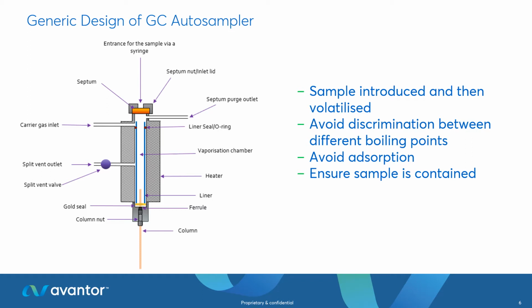We also need to ensure at this point that we don't have any adsorption occurring on any of the active surfaces. So here you'll see that we've got a gold seal at the bottom of the vaporization chamber. The liner we will choose to be as inert as possible, not only for adsorption, but because there is potentially an issue with reaction kinetics occurring. So we're actually converting a molecule from one form to another, with the surface acting as some form of catalyst. We also need to make sure that we contain the sample and it doesn't just go straight out the split vent. So careful control of the temperature within the vaporization chamber will ensure that.